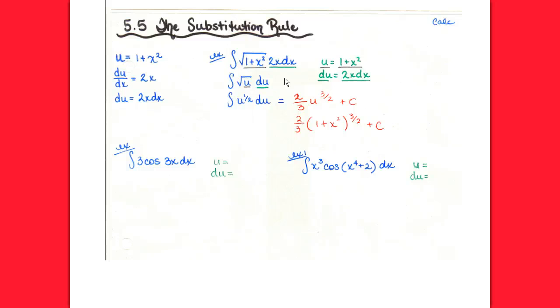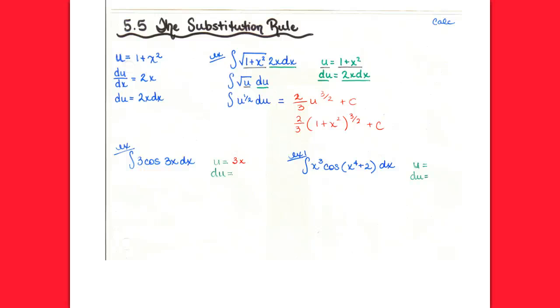For the next one, we've got the integration of 3 cosine 3x dx. What is causing me a problem there? What can I not do? Yeah, I can't do the 3x. I don't know how to integrate the cosine of a quantity. I know the integration of cosine x, but I can't have anything else with that x. So since that's what's causing me trouble, I'm going to substitute that out. Let's let u be equal to 3x.